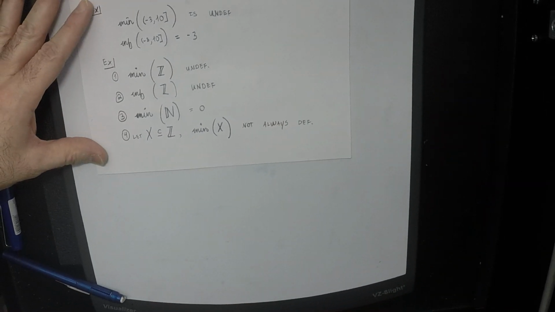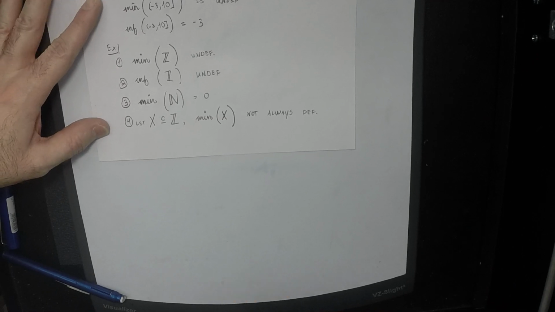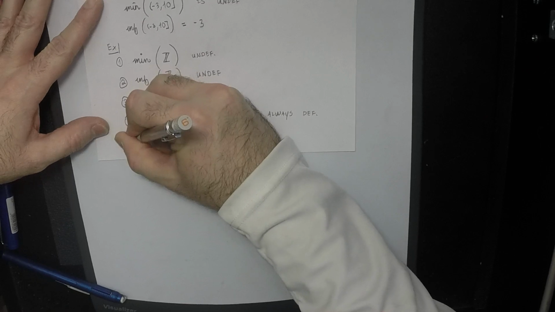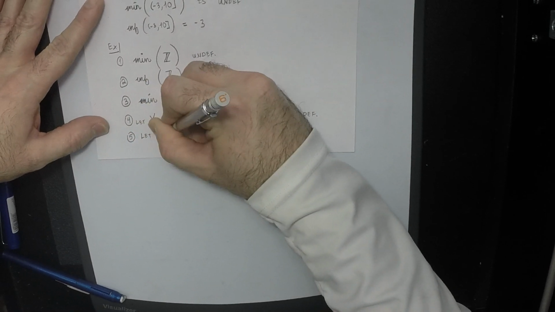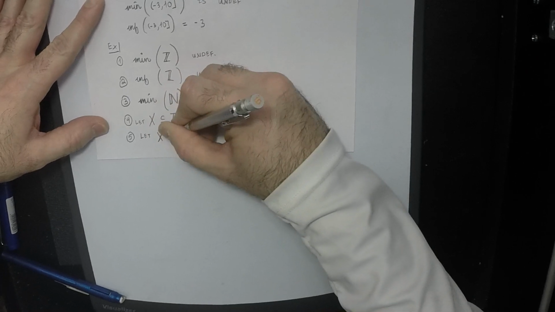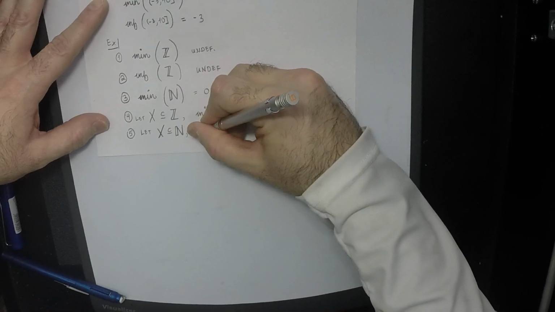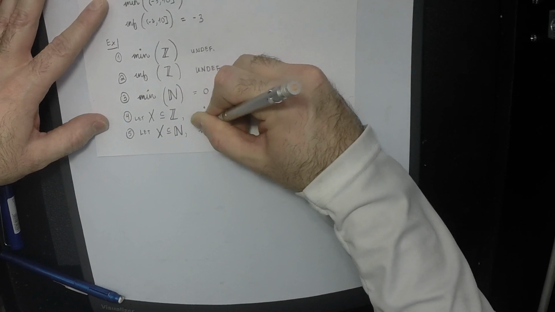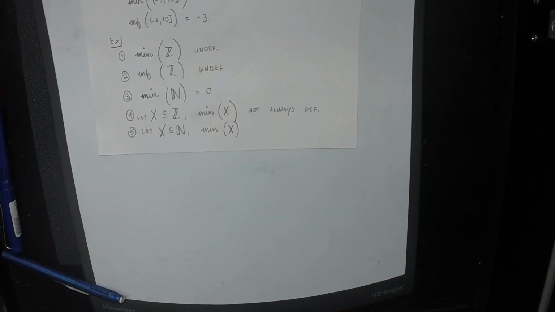And this next one is the big bad tool that we're going to use for the next couple lectures. So let X be a subset of the naturals. So now we have a subset of the naturals. And now I'm going to ask, what about the minimum of set X now? Under what circumstances does the minimum exist?